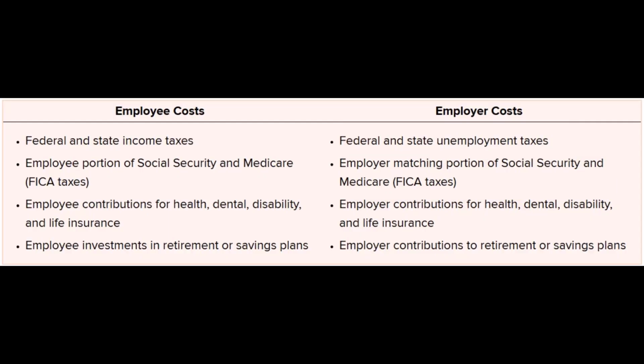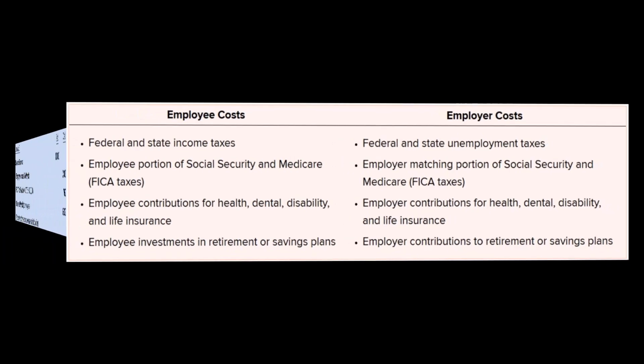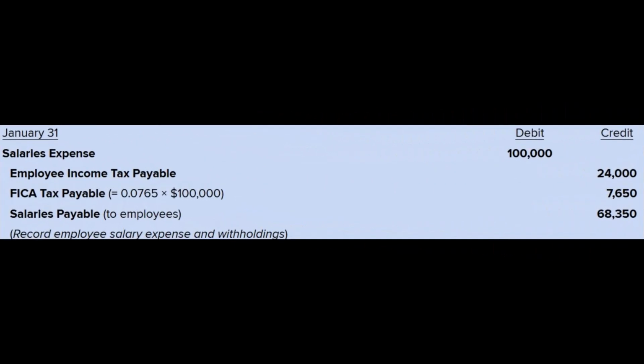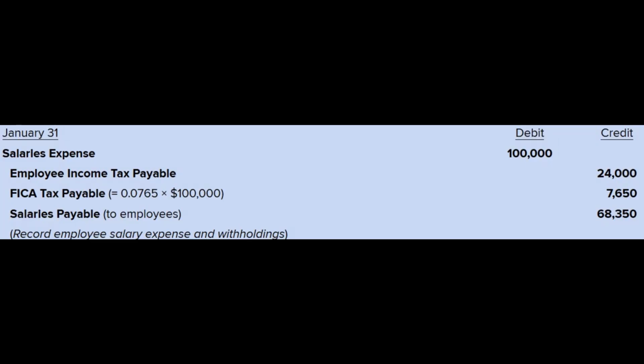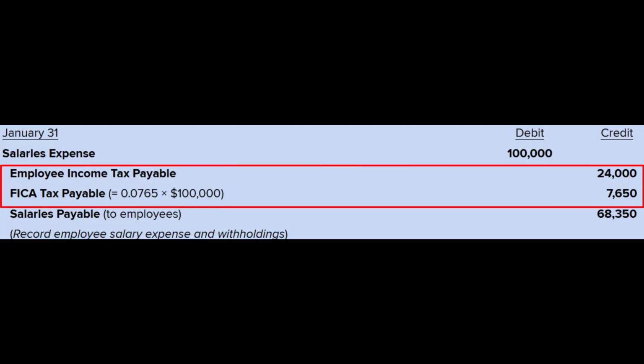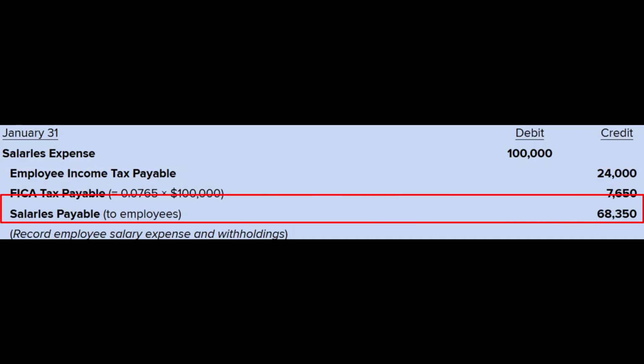Let's see how this looks in the accounting records using an example from Hawaiian Travel Agency. First, the entry for the employee's salary. The company records the full salary's expense of $100,000 as a debit. The credits are not all to cash. The credits are to the various payable accounts for the amounts withheld, income tax payable, and FICA tax payable, and the final credit is to salaries payable for the employee's net take-home pay.